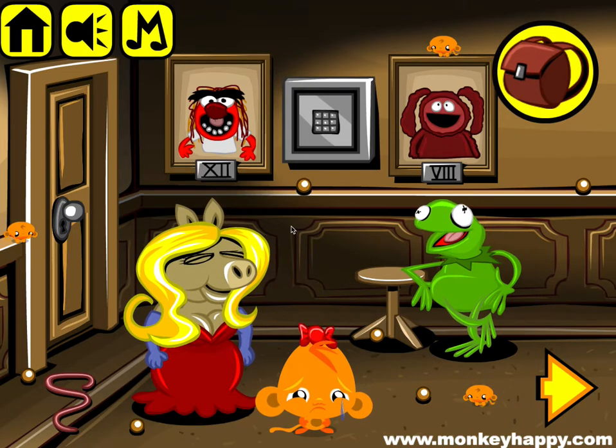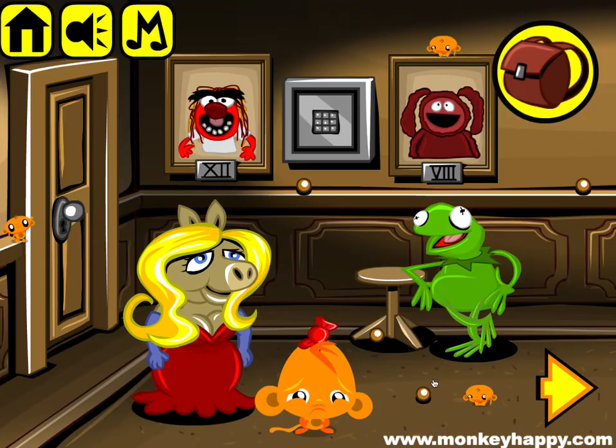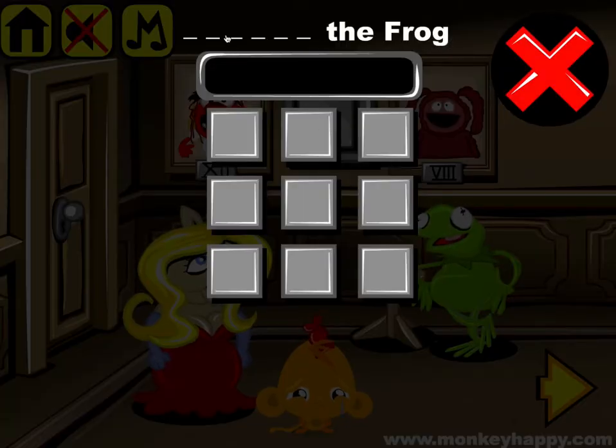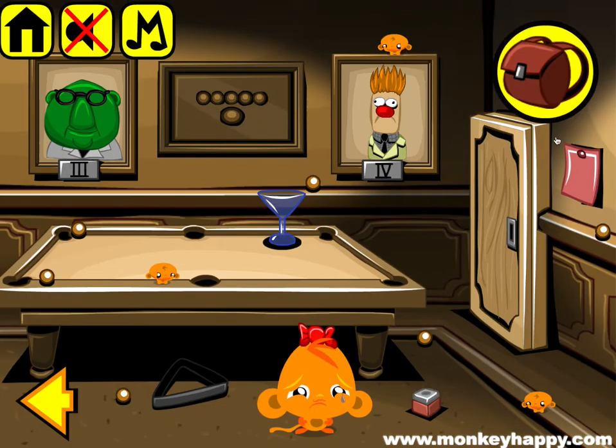This is another patron's choice. This time it's billiards, pool, Muppet Show theme. So let's go ahead and pick up all these objects. Now we've got a puzzle to solve here, and it's obviously Kermit the Frog. So we have to solve that.